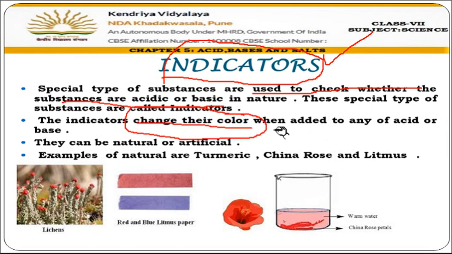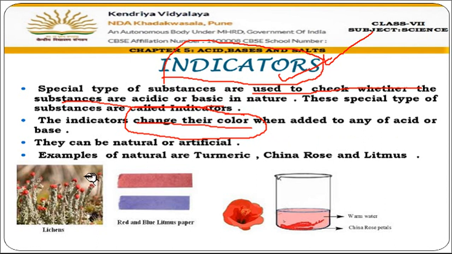Who is changing the color now, children? Indicators. Acids are not changing their colors, bases are not changing their color, but indicators are. They change their color when they are added to any acid or any base. With the change in the color, we can find out whether the substance is an acid or a base. So they are the substances which change color when they are added to any acid or base.